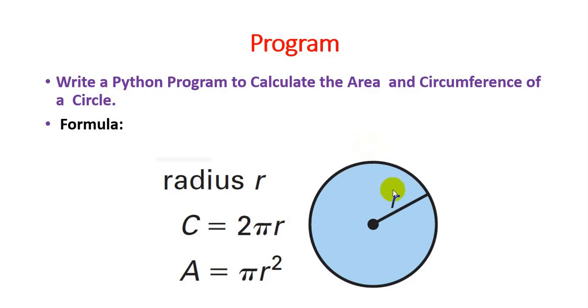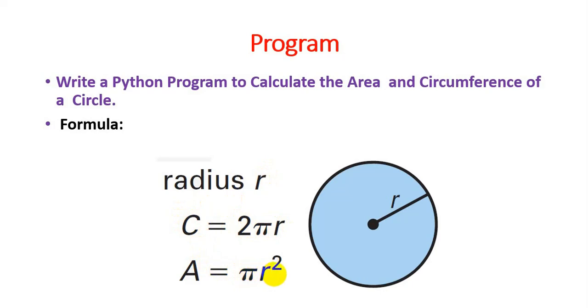Hello friends, we are going to write a Python program to calculate the area and circumference of a circle. The formula for a given radius r, the radius to be received as an input from the user: the circumference c equals 2 pi r, that means 2 into 3.14 into r. Area equals pi r square, 3.14 into radius.